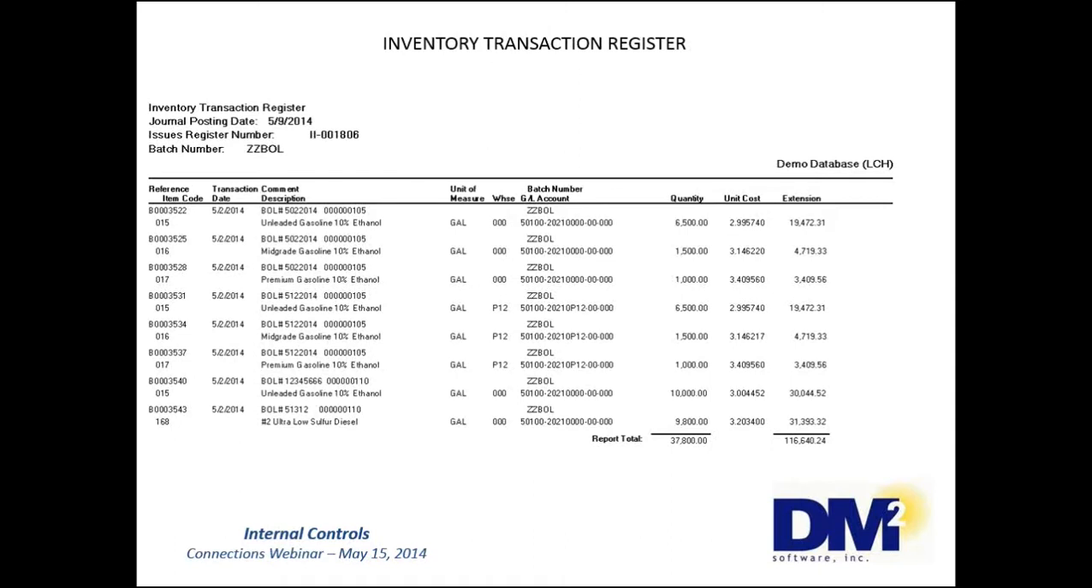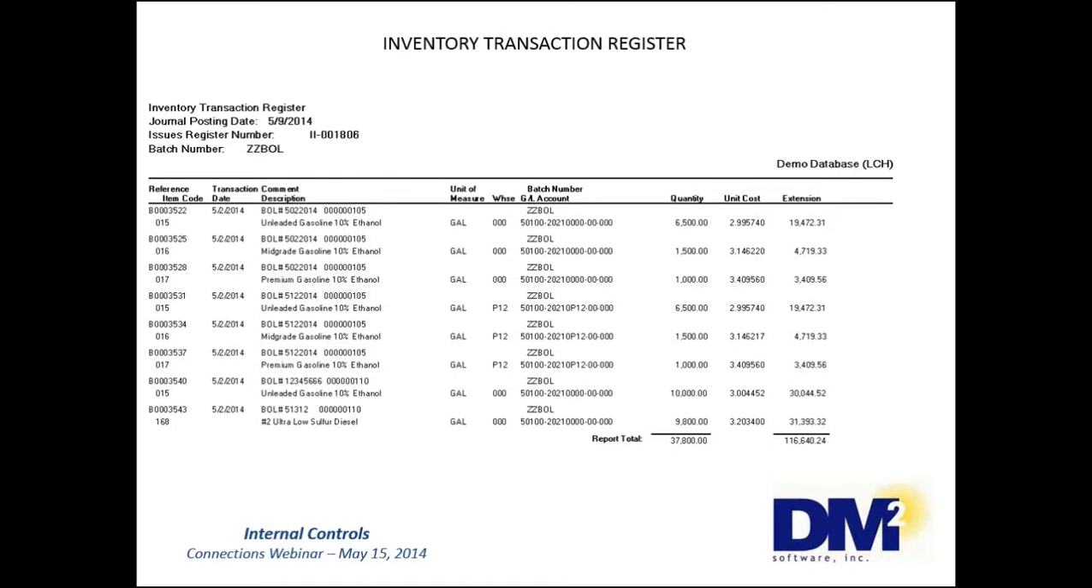The inventory transaction register provides you with a report that will show you the products, warehouse, quantity, and unit of cost. My example shows you the issues register. You will note that the reference item number has been changed so that it goes in order of how the transactions post to your inventory.